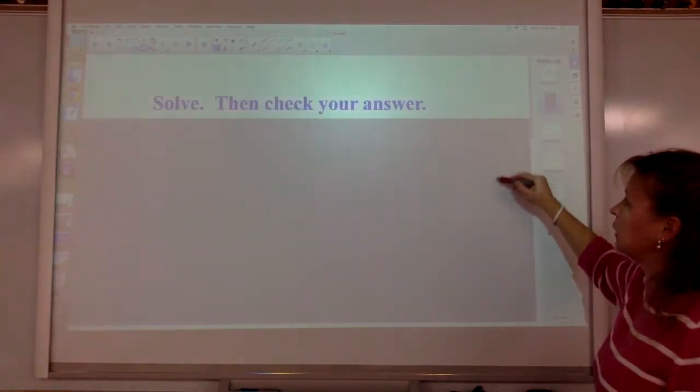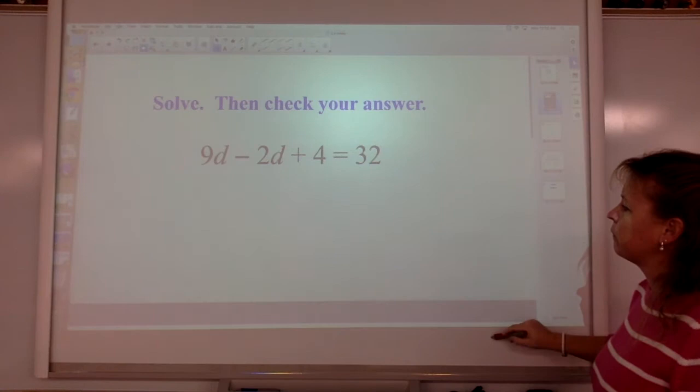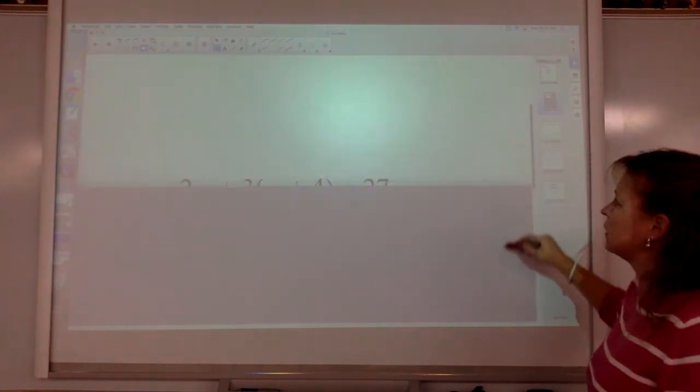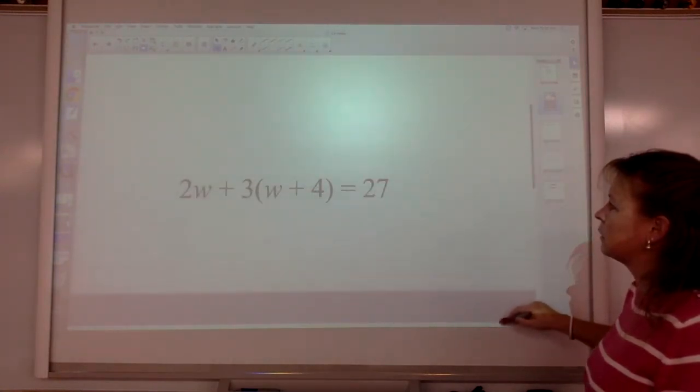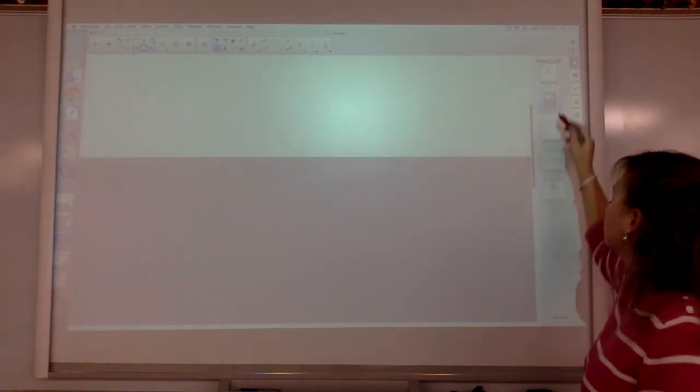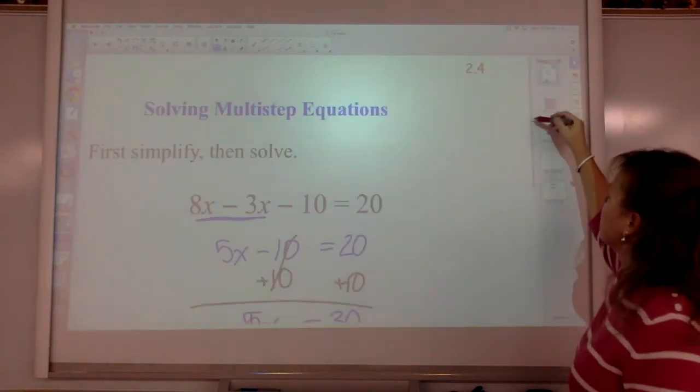Hold on one second. I don't think we're doing the distributive property until tomorrow. Oh, yeah, we've got distributive property. I was thinking it was a different section.